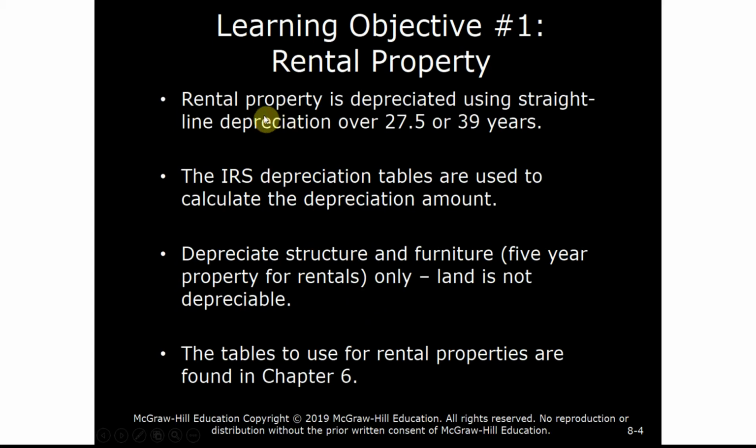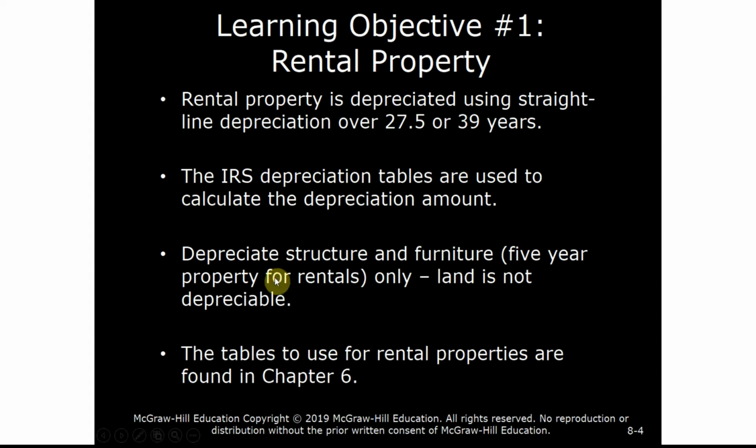We've reviewed in the past that rental property that is used for residential purposes is depreciated on a straight line basis over 27.5 years, and then non-residential real estate is amortized or depreciated over 39 years on a straight line basis. We've talked before about how to depreciate property.